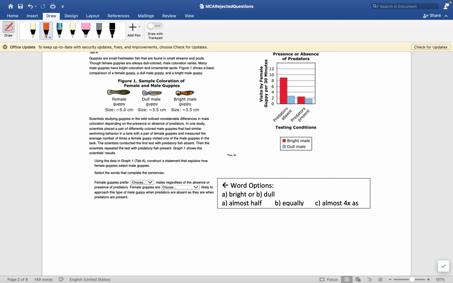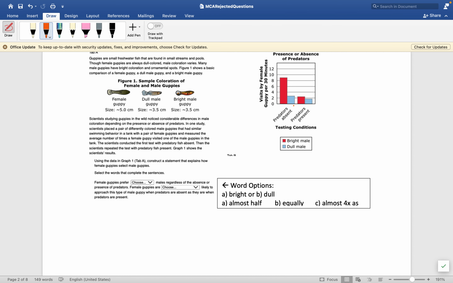Scientists studying guppies in the wild noticed considerable differences in male coloration dependent on the presence or absence of predators. In one study, scientists placed a pair of differently colored male guppies that had similar swimming behavior in a tank with a pair of female guppies and measured the average number of times a female guppy visited one of the male guppies in the tank. Scientists concluded the first test with predatory fish absent. Then the scientists repeated the test with predatory fish present. Graph 1 shows the scientists' results.